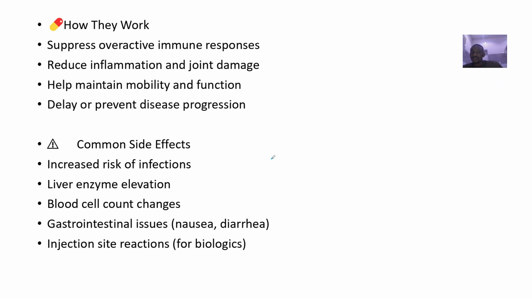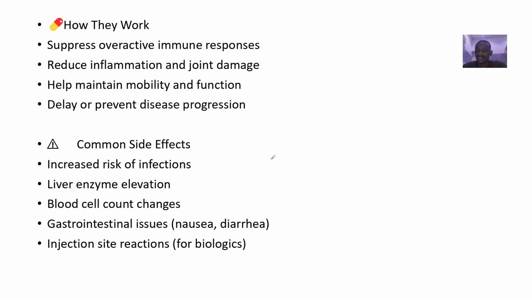Okay, so how do they work? Most of them work by what? Suppressing your immune system so that it's not overreacting, causing all those inflammations that come up. They reduce inflammation and joint damage. They help to maintain mobility and function of the joint. They delay the disease from what? Progressing, or they completely stop it.